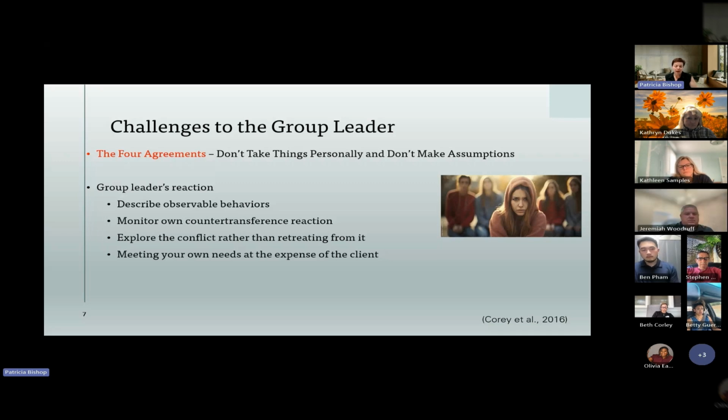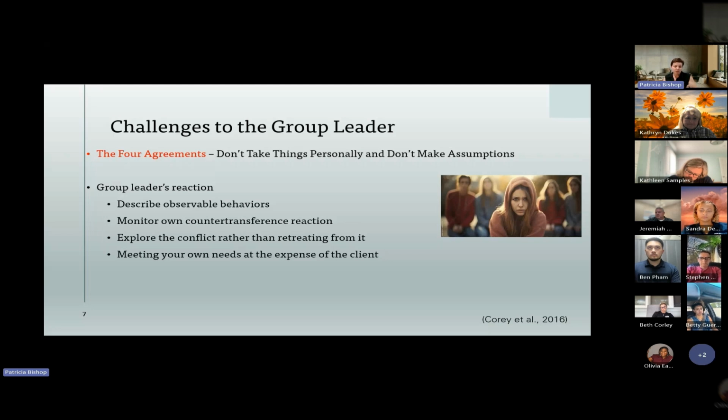This is where you can have those particular behaviors we just spoke about with those particular clients. Your reaction to that is going to be very, very important, right? And if you're not taking things personally and you're not making assumptions, you are going to be able to describe observable behaviors, as opposed to, "You know what, you're being a real jerk." Well, let's describe the behaviors. You're coming late, you don't participate, and you talk over people. Okay, those are observable behaviors, right?